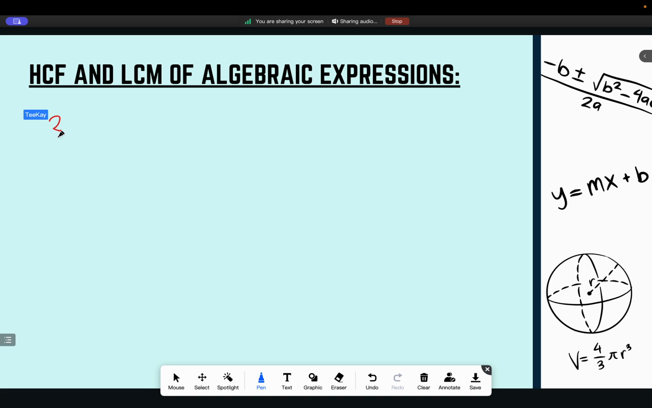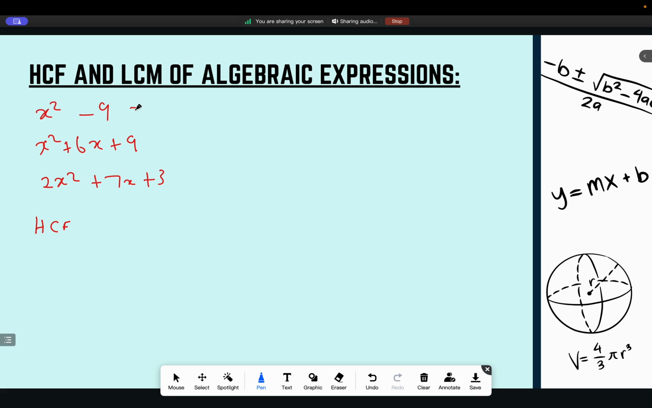So here, let's say we have x squared minus 9, and we have x squared plus 6x plus 9. And then we have 2x squared plus 7x plus 3. Okay, we want to look for the HCF first, highest common factor.